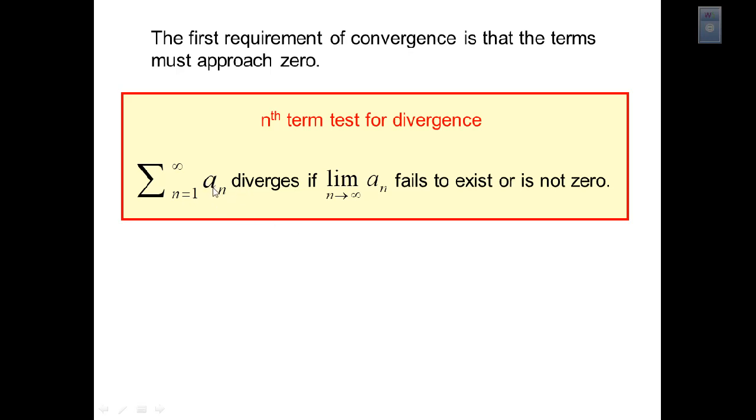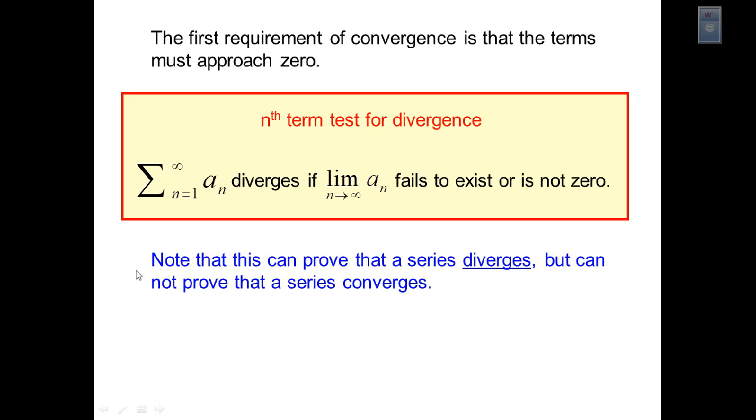If we're adding things that are continually going to be more and more and more, or have a value and that value is not going to go to 0, then if we keep adding that same thing over and over and over again, it's not going to approach a certain value. So if we know that the limit does not go to 0, then this thing's going to diverge. Note that this can prove, as I said, that a series diverges, but it cannot prove that a series converges.